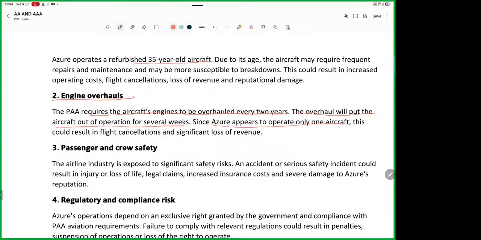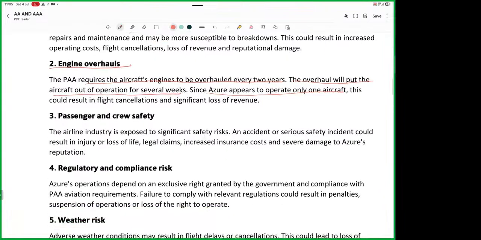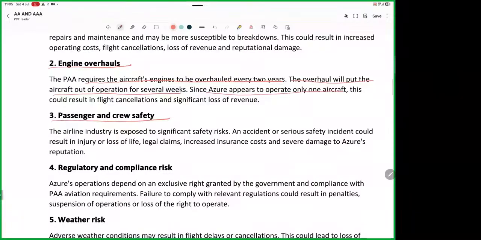Remember, we discussed and said that business risks are those dangers: what can go wrong in this company? Passenger and crew safety. The airline industry is exposed to significant safety risks. An accident or serious safety incident could result in injury or loss of life, legal claims, increased insurance costs, and severe damage to Azure's reputation.